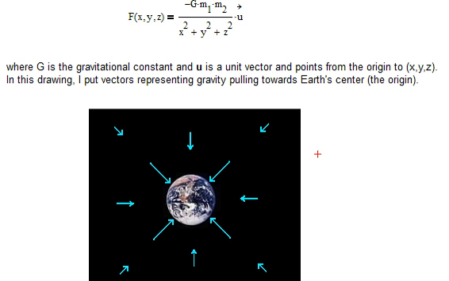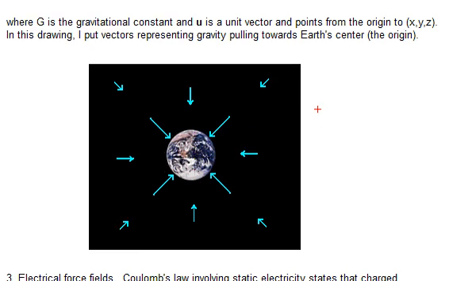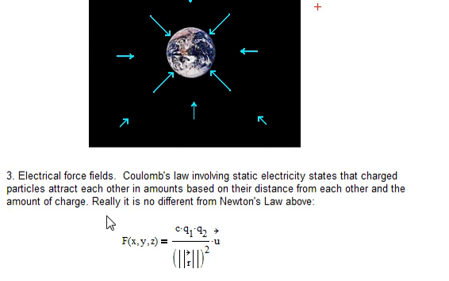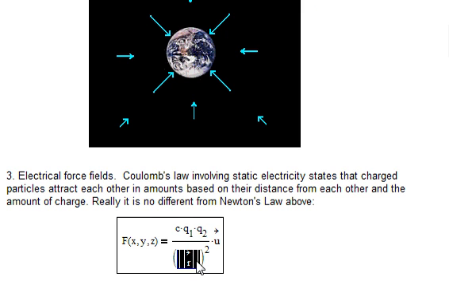And similarly, electric force fields: Coulomb's law is almost the same law. The charged particles attract each other in amounts based on their distances from each other, actually the square of their distance from each other, and the amount of charge. See, here's the square of the distance from each other, the length of the vector r squared, and then q1 and q2 are the charges on the particles, c is a constant, and u is a unit vector that points from one to the other.